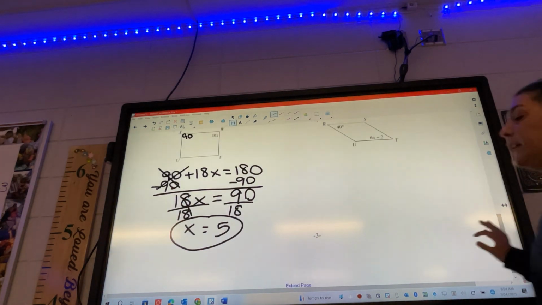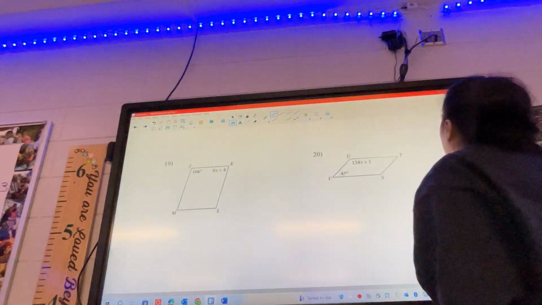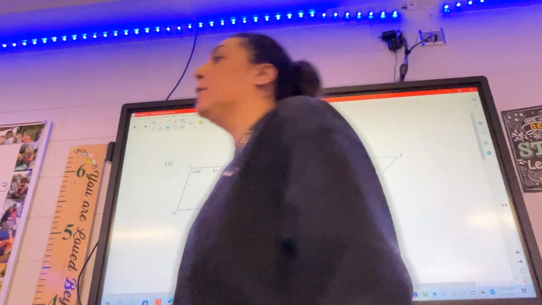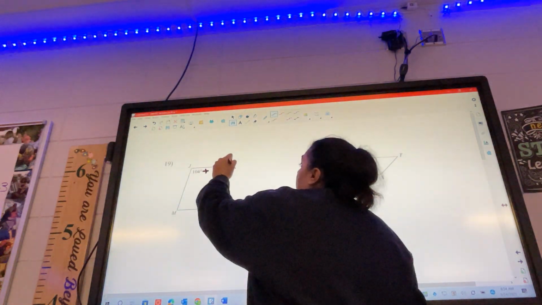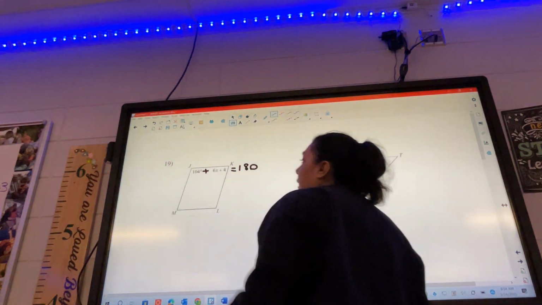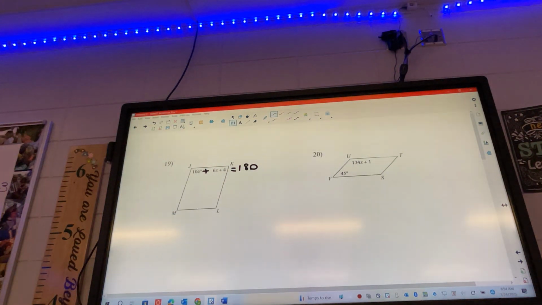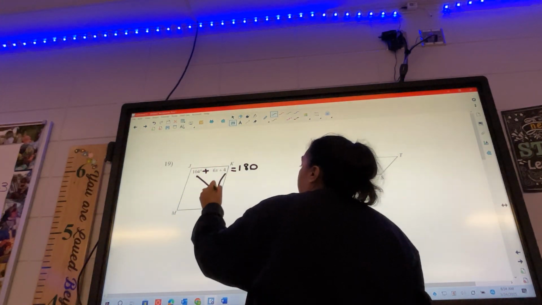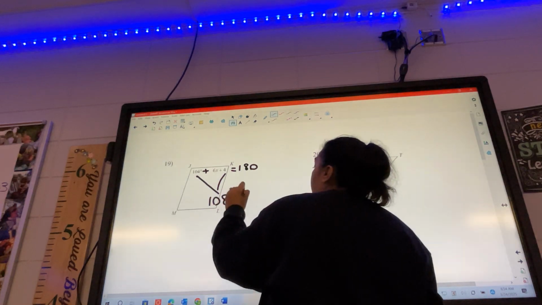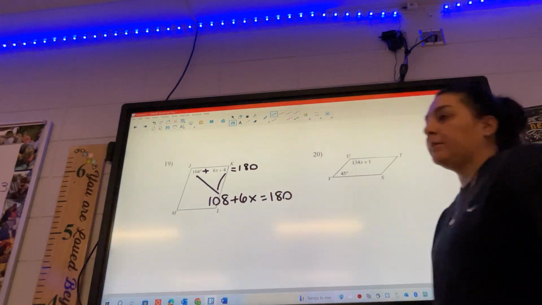Okay, 19. Is that same side or opposite corners? Same side, so are we going to add them together or set them equal? Add them together. So I'm just going to put a plus equals 180. So who can get put together there? 104 and 4. So 104 plus 4 is going to give me 108 plus 6x equals 180.